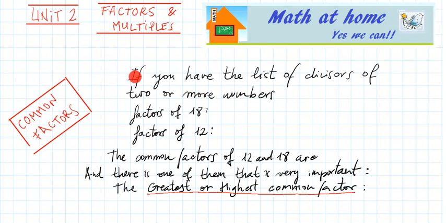Imagine we have the list of factors or divisors of two or more numbers. Let's start with numbers. Let's see the numbers 18 and 12, for example. So, which are the factors of number 18? You know that one is a universal factor. And you have also, for sure, the same number. Both are factors. Is 2 a divisor of 18? Yes, it is. And then, because it is 2, when you divide, you get 9, another factor.